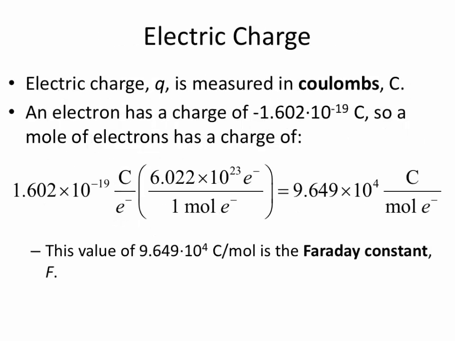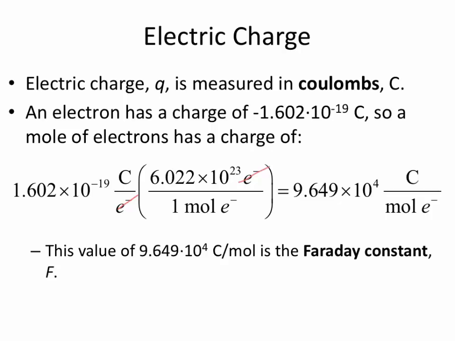Now, the electric charge, which we symbolize with a lowercase q, is measured in coulombs, which is symbolized with an uppercase C. Now, an electron has a charge of negative 1.602 times 10 to the minus 19 coulombs. So a mole of electrons has a charge of 1.602 times 10 to the minus 19 coulombs per electron times 6.022 times 10 to the 23 electrons per 1 mole of electrons. And note here that our electrons here will cancel with our electrons there, and that will give us 9.649 times 10 to the 4 coulombs per mole of electrons.